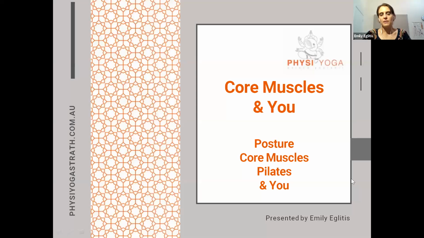So a lot of people ask me, what are my core muscles? How do I activate them? And there's lots of misunderstanding around that. It's also about understanding what good posture actually is, because we get told different things, from sit up straight, shoulders back, stop slouching, to what actually does it look like and feel like to have good posture, and how are these two things related?